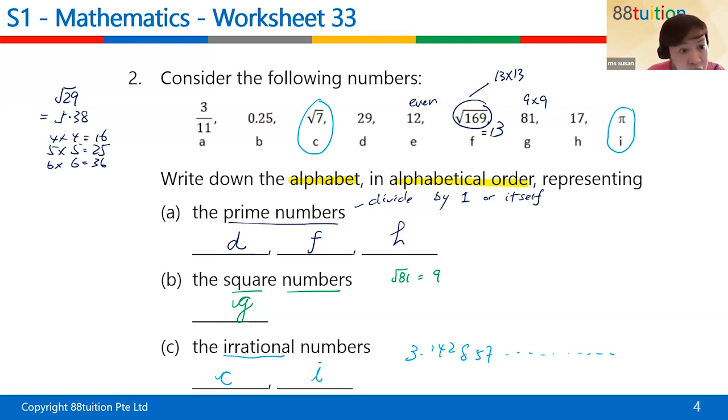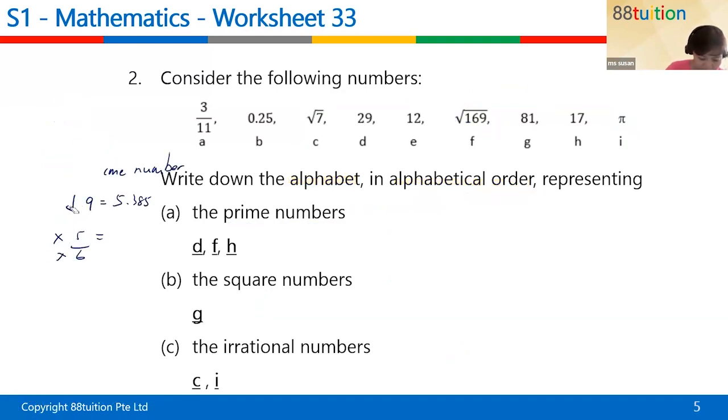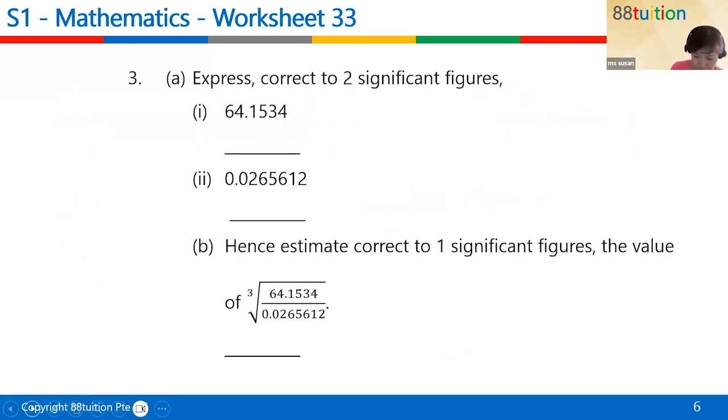Then what is next now? Question number 3. So I need to erase. Express to 2 significant figures. So to 2 SF. 1, 2 here. Then you plus 0, 6, 4.15. Okay. Sorry, 2 SF.